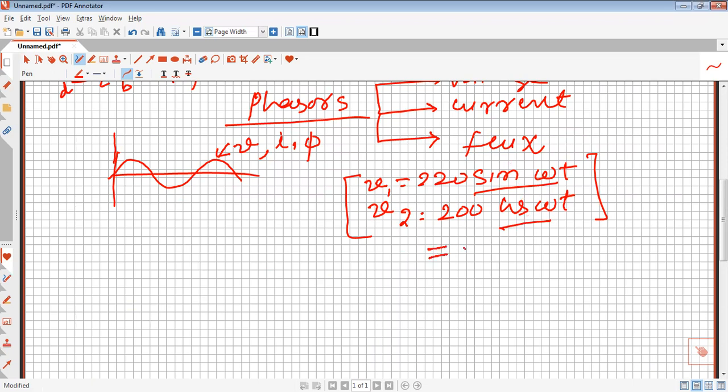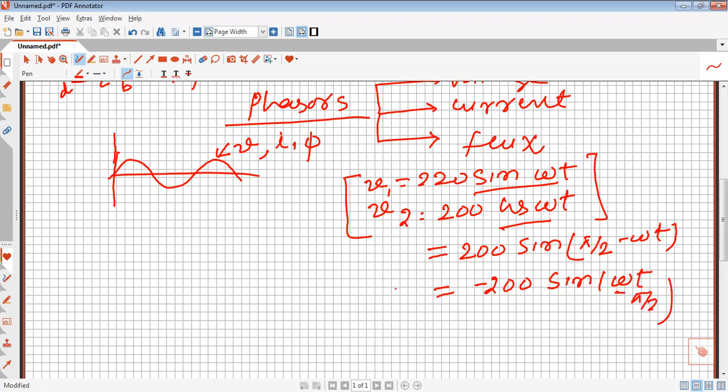So I'm just converting it into sine, which we know is sine of pi by 2 minus omega t. We can write this, this is also cos omega t. If we take a minus common from here, what we get is minus 200 sine of omega t minus pi by 2.